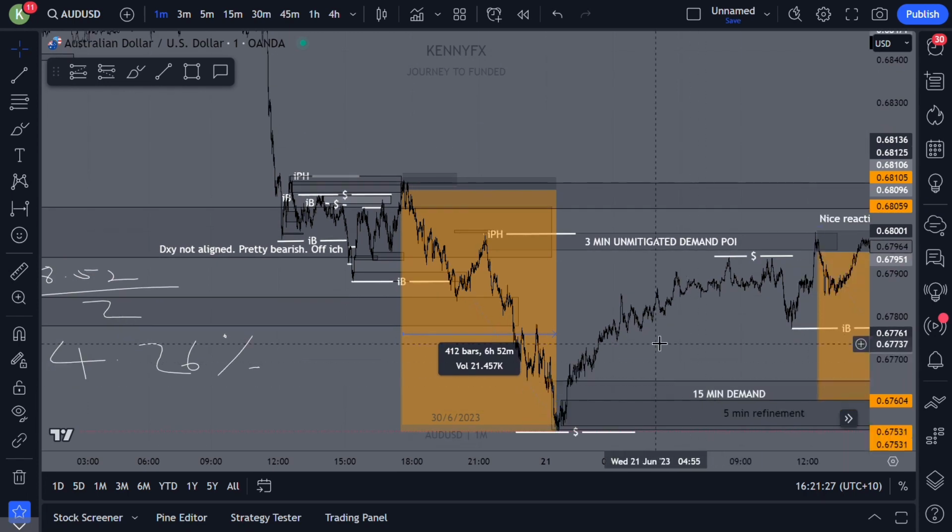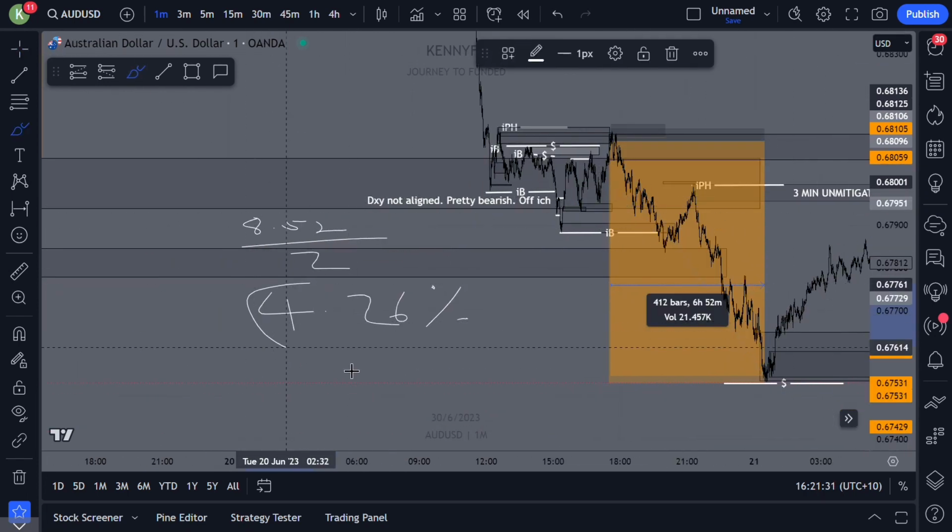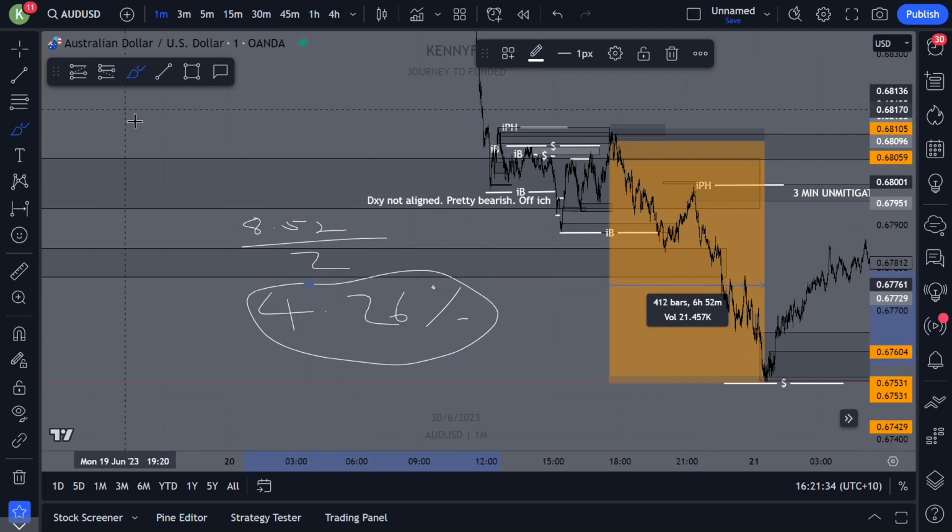But yeah, that's my breakdown of that trade for a total of 4.26%, and that is a really nice trade.